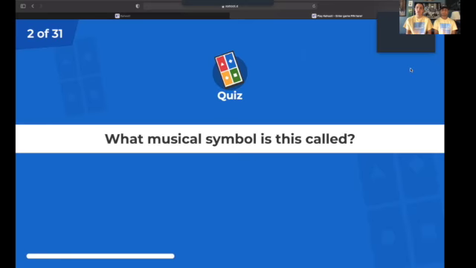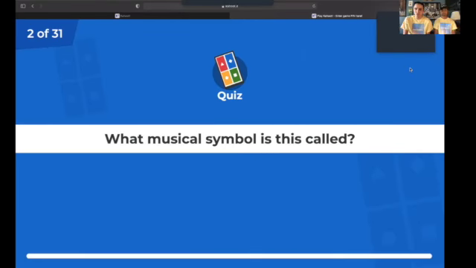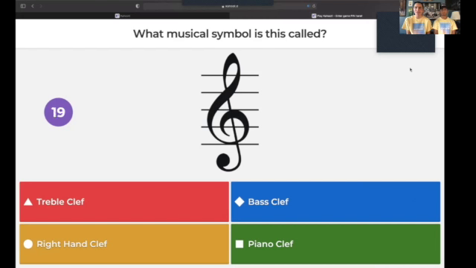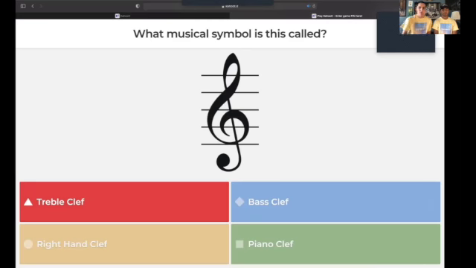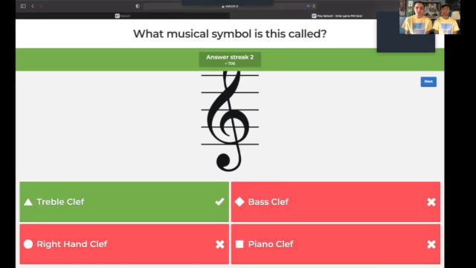Question number 2. What musical symbol is this called? We're going to throw a lot of symbols at you in this Kahoot, and your job is to identify them. So we have this symbol. What the heck is it? We have treble clef, bass clef, right hand clef, or piano clef. Take some time to answer. And the correct answer is the treble clef. When you're playing piano, you will use your right hand. It's the higher notes, but it is called the treble clef.